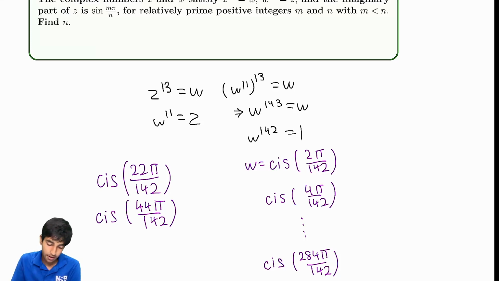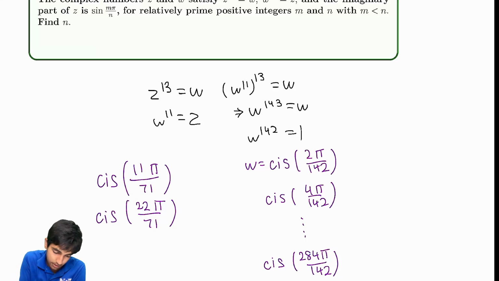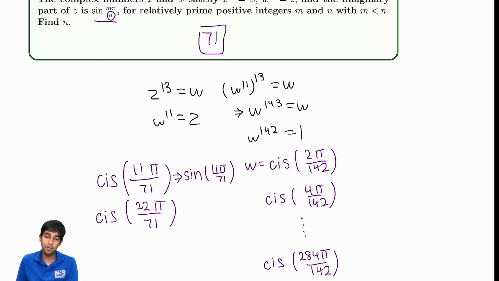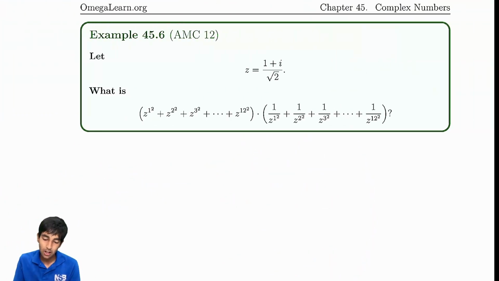And so on. And we can actually simplify this. So all the solutions are of the form this. Take a look at what the question's asking. This is going to have an imaginary part of just sine 11 pi by 71. But it's only asking for this. So our answer is just 71. So a pretty simple problem. Key idea: write your equations, substitute, and get your hands down to roots of unity. On to the next one.